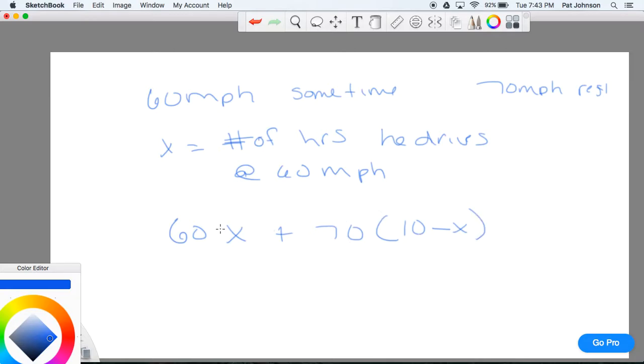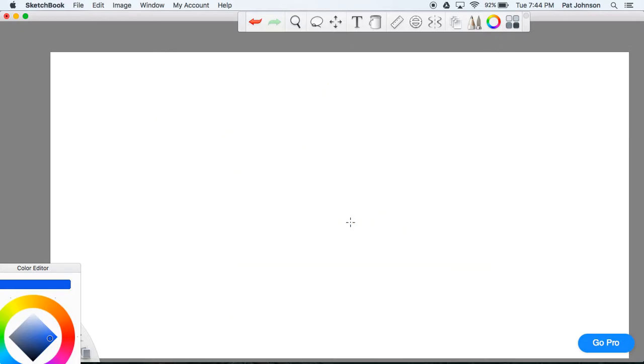So now we just have to distribute. We get 60x plus 700 minus 70x, and we end up with 700 minus 10x, because these two are like terms and we combine them. So basically this is just a way to combine like terms and distribute and multiply. So let's look at number 6, multiplying polynomials.